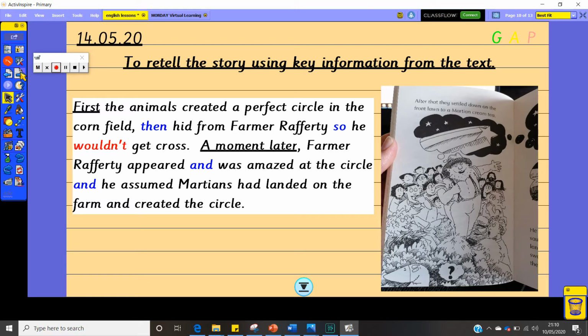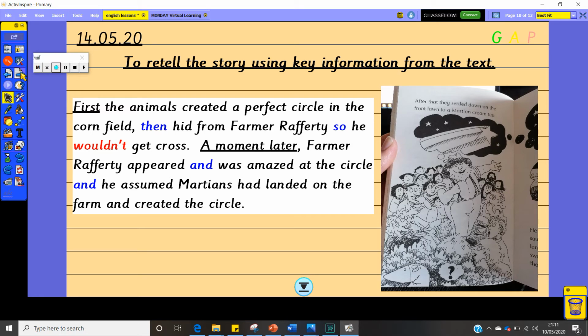So let's have a read. It says, first the animals created a perfect circle in the cornfield, then hid from Farmer Rafferty so he wouldn't get cross. A moment later, Farmer Rafferty appeared and he was amazed at the circle, and he assumed Martians had landed on the farm and created the circle. So what might we write next? Have a think about it. What might come next in our text?